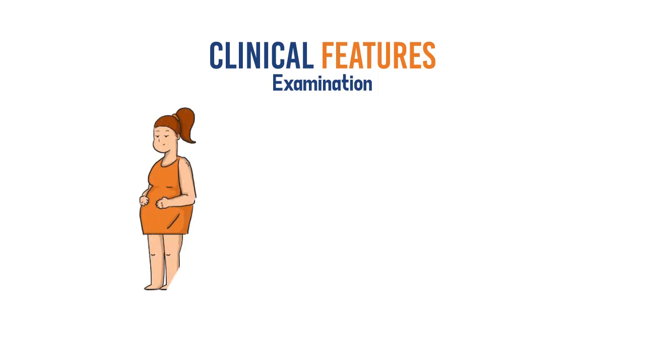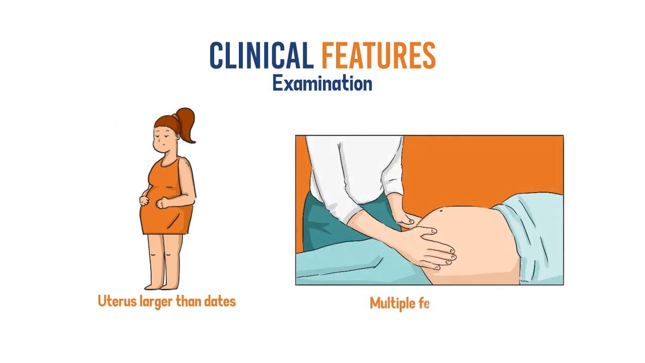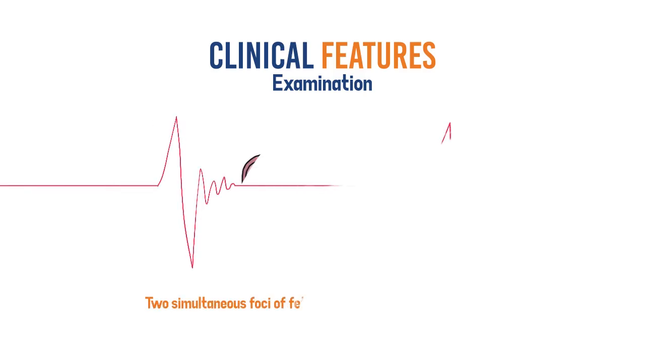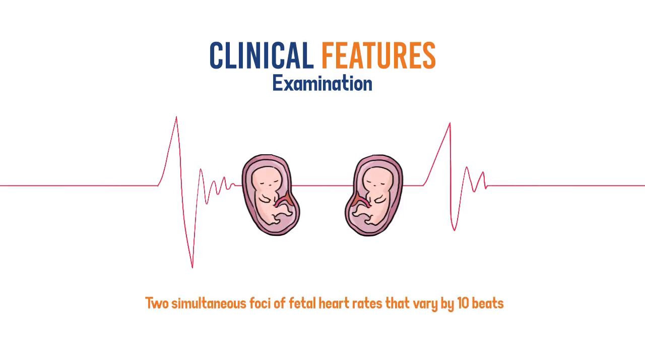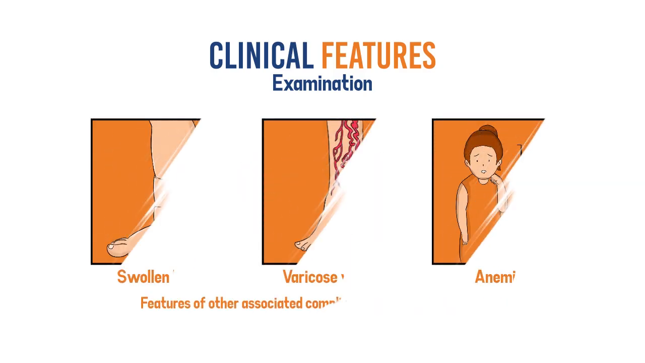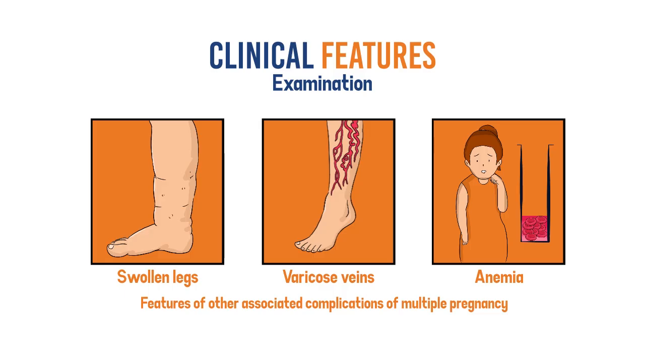Examination of suspected multiple pregnancy may yield the following findings. 1. Uterus larger than expected for date of delivery. 2. Multiple fetal poles. 3. 2 simultaneous foci of fetal heart rates that vary by 10 beats. 4. Features of other associated complications of multiple pregnancy.